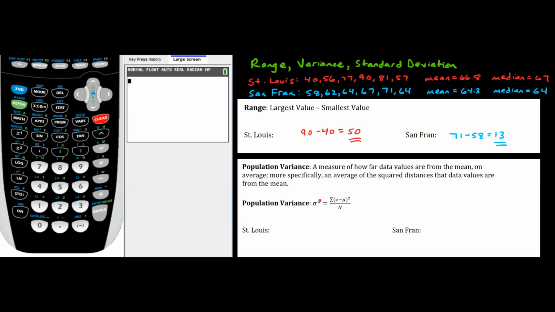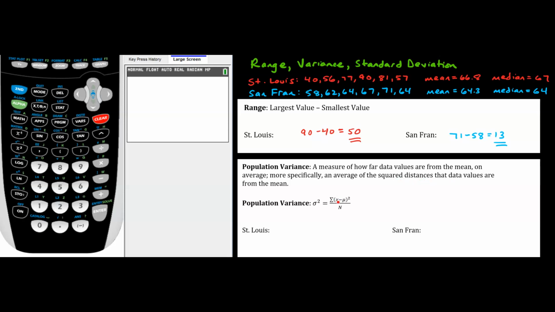Here is the symbolism that we'll use when describing a population variance. This symbol is known as sigma, so we say that a population variance is sigma squared. We use this formula to calculate the population variance, but this formula is quite literally doing exactly what these words say. It takes the average of the squared distances that data values are from the mean.